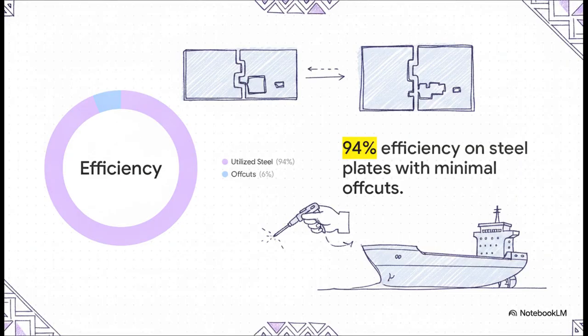By letting the algorithms solve this massive puzzle, modern shipyards achieve an astonishing 94% utilized steel from a raw plate, leaving a minimal 6% in off-cut waste. When you consider the sheer scale and volume of metal required to construct these vessels, seeing a 94% efficiency readout isn't just some abstract number on a screen. It's a massive triumph of modern manufacturing.